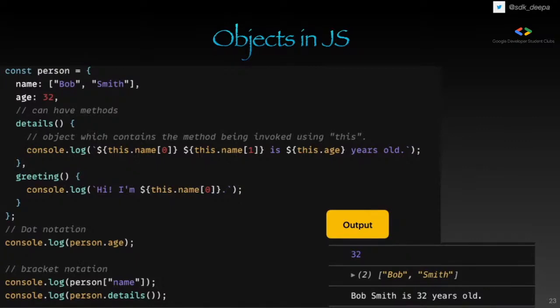And like I said, how do you access an object? You can use dot notation and bracket notation here. But dot notation is more widely used over bracket notation, because sometimes you tend to make typos when you use bracket notation. And you can also access methods of an object using the method name here.